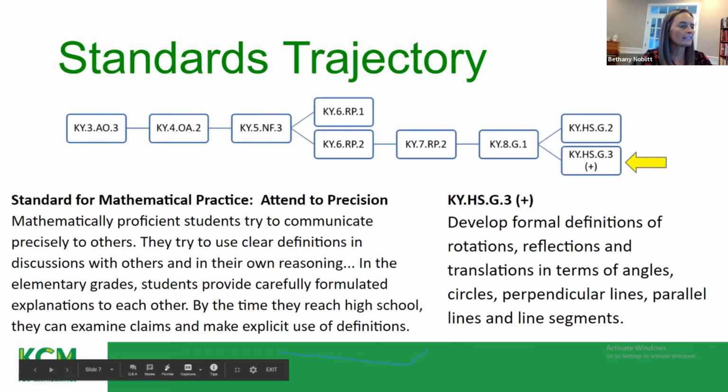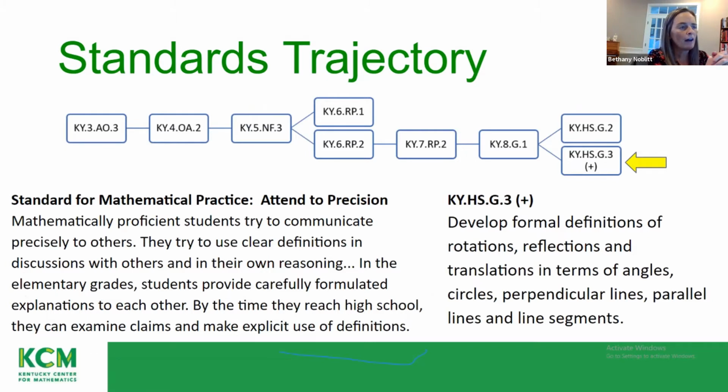Then this final high school standard, the G3 standard, is really the heart of this activity, in my opinion. This is the end, the payoff, the big moment, when these students wrote definitions. They actually developed their own formal definitions for the different transformations. I hope that you all were able to watch the video, because I think there were some beautiful moments in those videos. This standard is the one we're going to talk a lot about tonight.